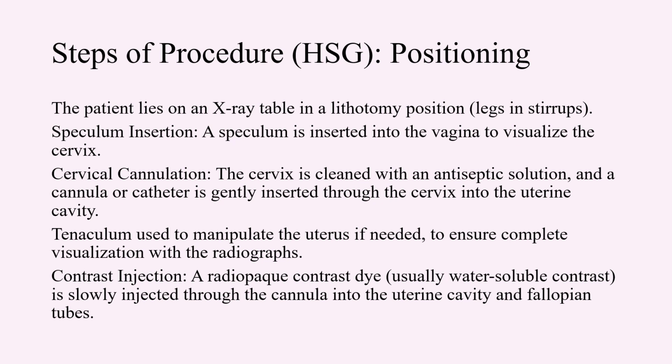A speculum is inserted into the vagina to visualize the cervix. The cervix should be cleaned with an antiseptic solution, and a cannula or a catheter is gently inserted through the cervix into the uterine cavity. A tenaculum is used to manipulate the uterus if required and to ensure complete visualization during the radiography. A radio-opaque contrast dye, which is usually water-soluble, is slowly injected through the cannula into the uterine cavity and fallopian tubes.